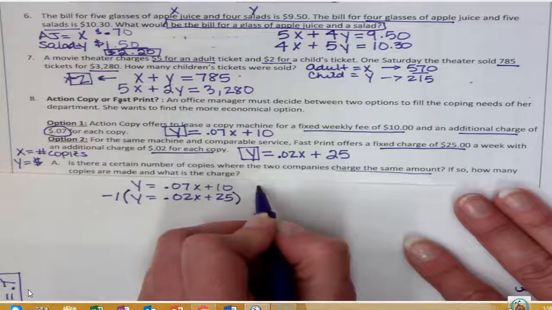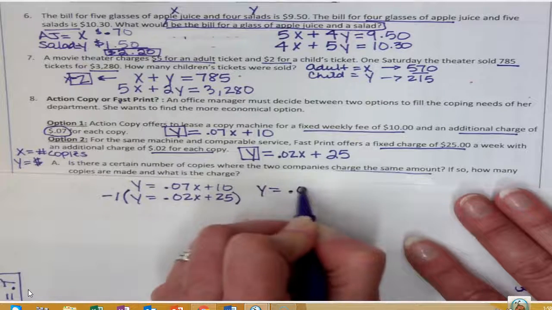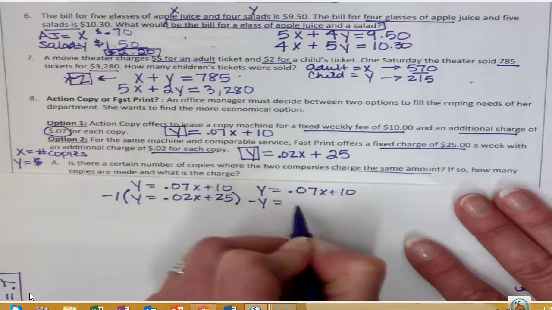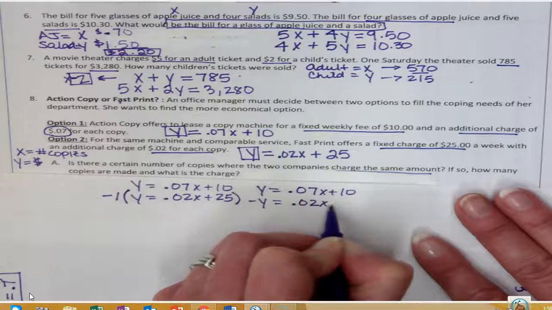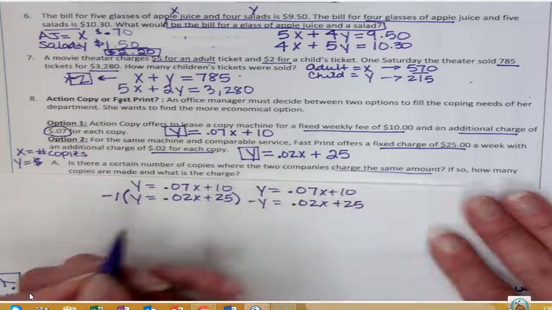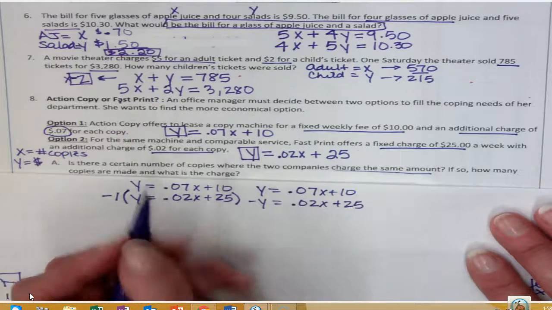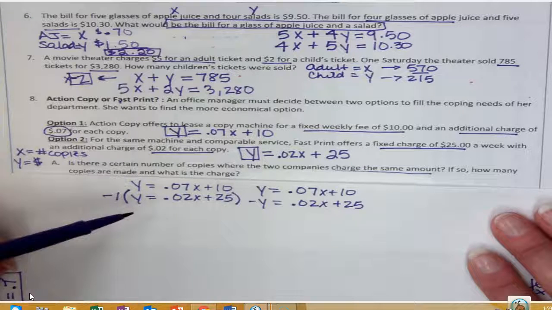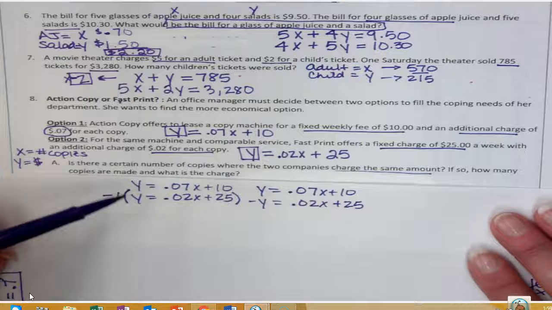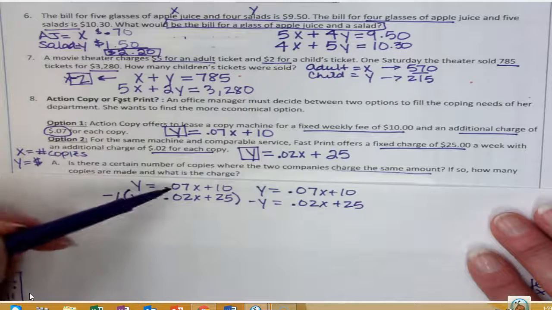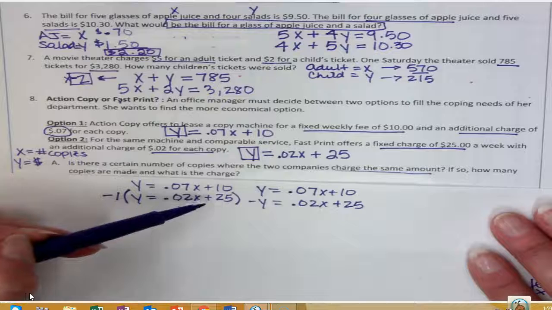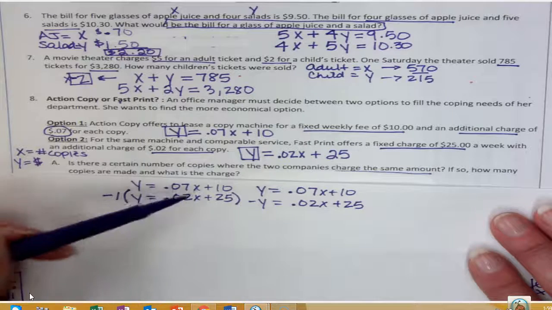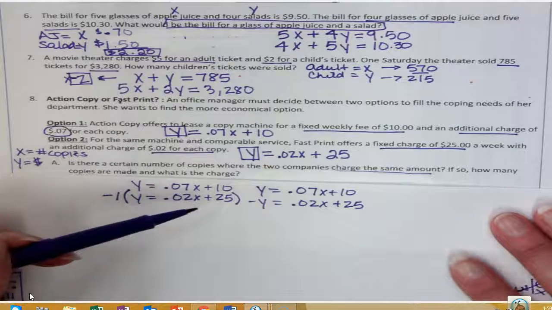So when we do that, we get y equals 0.07x plus 10, and -y equals 0.02x plus 25. Now, for those of you who are paying attention, you may say, but Ms. Lavelle, this isn't in standard form, this is in y-intercept form. And that is okay. We still have all of the same values lined up on top of each other, so we can use the same equation and the same process as we've done.